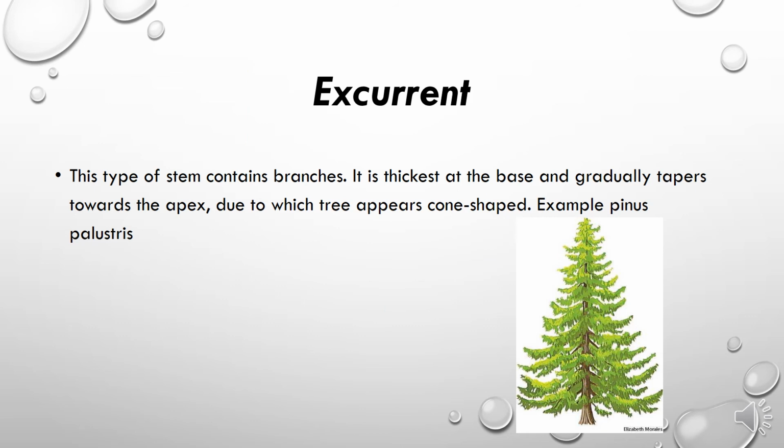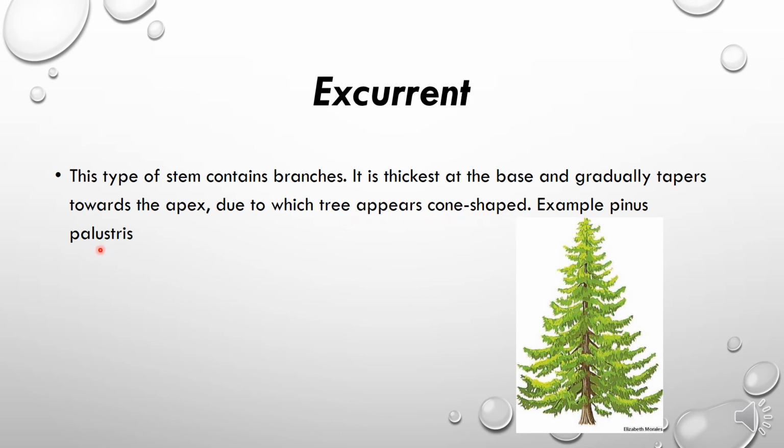First type of the tree is excurrent. This type of the stem or this type of the tree has a stem that contains branches. It is thickest at the base, as you have seen here, and gradually tapers towards the apex as we go upwards. It has the shape of a cone, due to which the tree appears cone shaped.